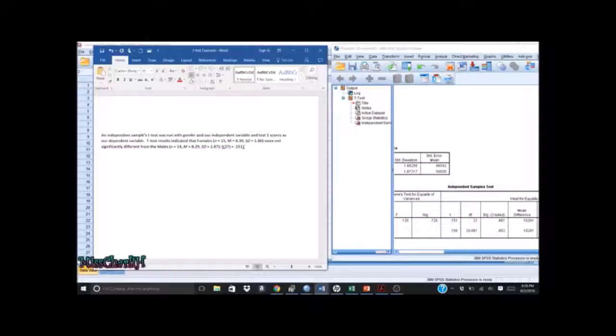And then I'm going to put my p-value, and my p-value is the significance under the t-test. It is not the significance for Levene's. It's the significance right here on the top row under the t-test. And it is 0.881. And I will make sure that my p is italicized as well as my t.